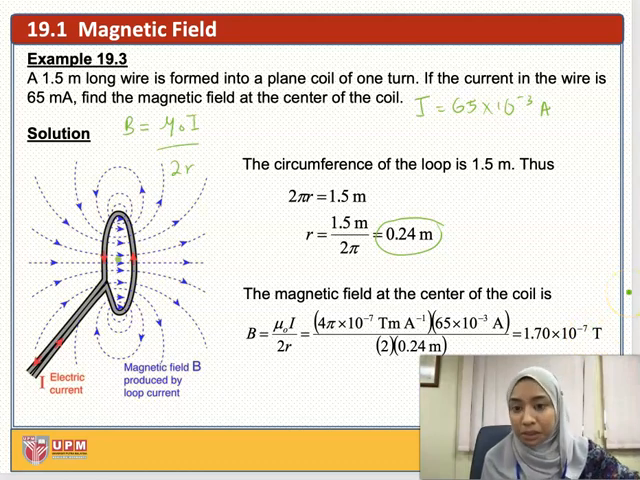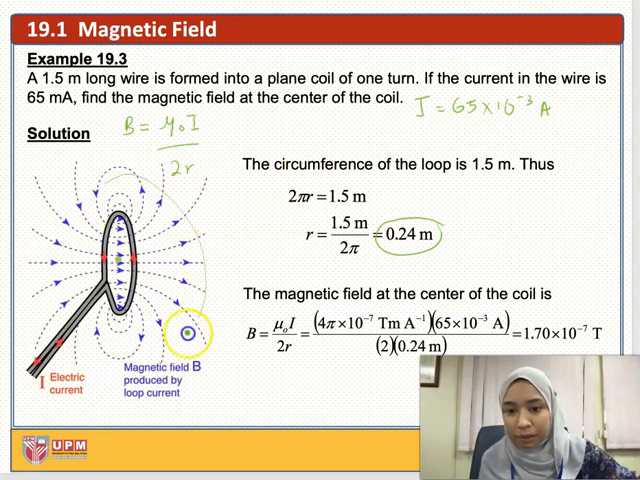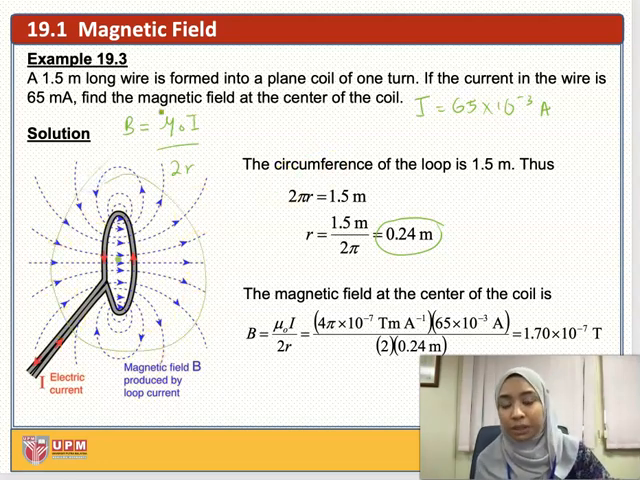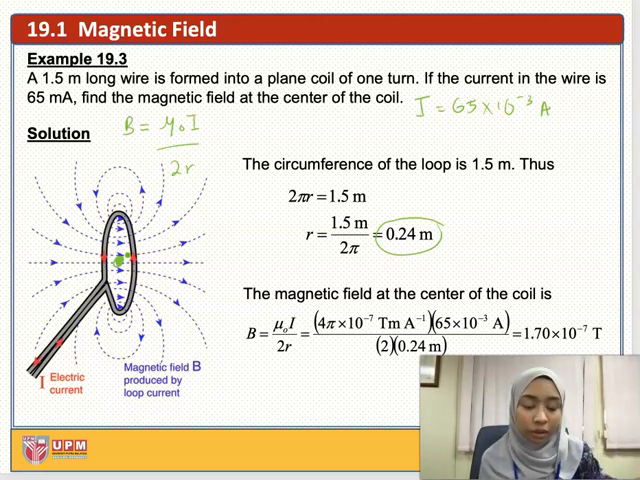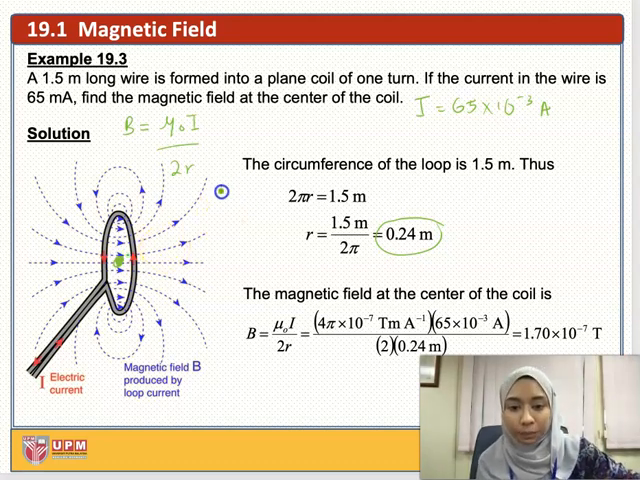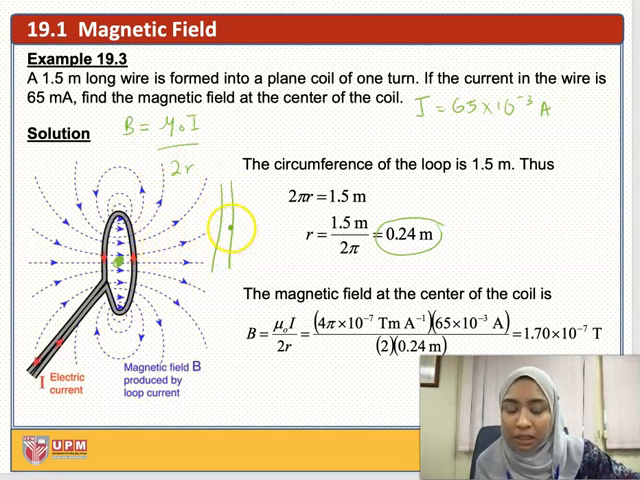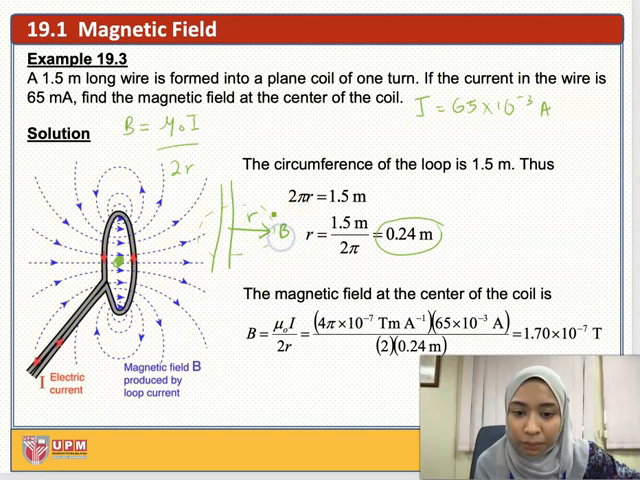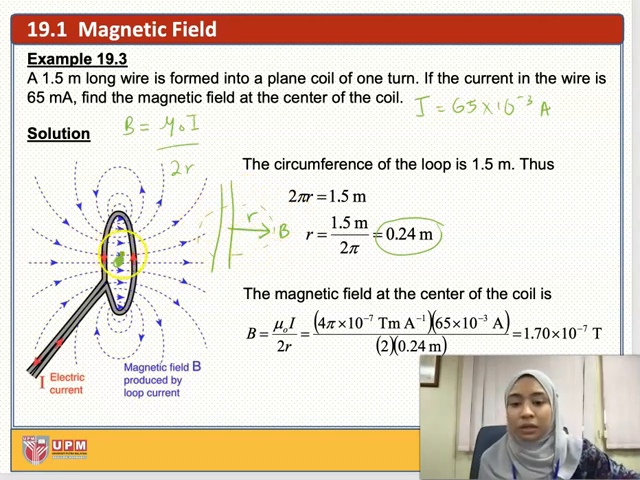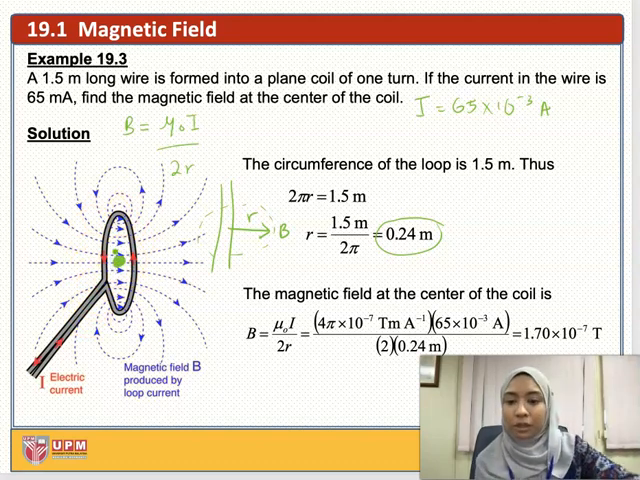And where is that B? We are trying to find B, but B is like everywhere, right? Where are we actually trying to find the B? The B always refers to the point at the center of the coil. You need to remember, when you are talking about a straight wire, the B that we are looking at is a distance R from the wire. So this forms the circle, and I'm trying to find the B around this circle. For the coil, I'm trying to find the B inside the coil. So I hope that is clear.